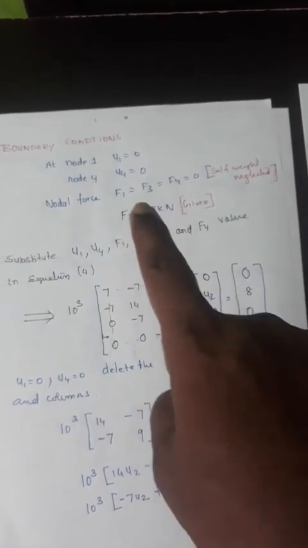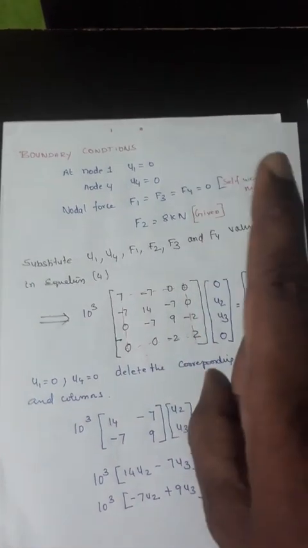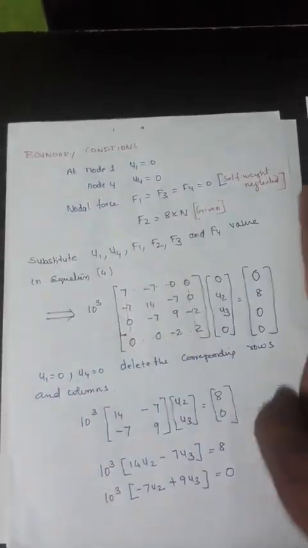Now at node 1, as I said, the boundary conditions are U1 equal to 0 and U4 equal to 0, and F1, F3, F4 are equal to 0. This is the body force being 0, not the nodal force. The body force is 0.